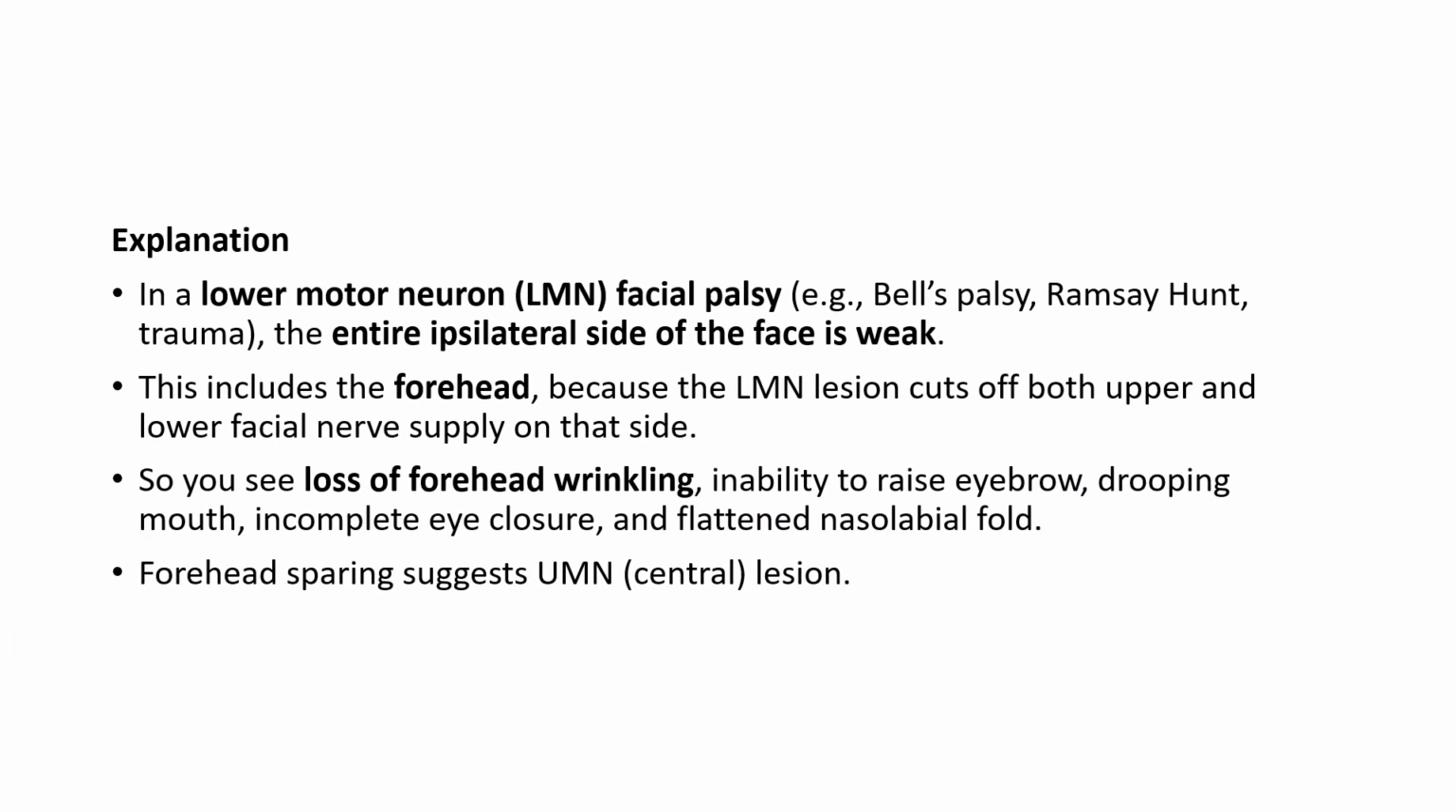In lower motor neuron facial nerve palsy, as in Bell's palsy and Ramsay Hunt syndrome, the entire ipsilateral side of the face is weak. This happens because the lower motor neuron lesion cuts off both upper and lower facial nerve supply to that side. So the patient presents with loss of forehead wrinkling, inability to raise the eyebrow, drooping of the mouth, incomplete eye closure, and flattened nasolabial fold. However, in upper motor neuron facial nerve palsy, the forehead is spared because upper facial muscles get bilateral cortical inputs.